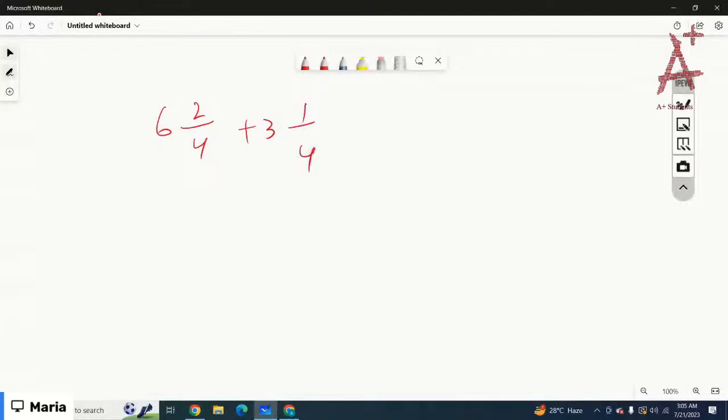You can see both the fractions have the same denominators. So same thing, just add the whole number part. Here you have 6 and here you have 3. So 6 plus 3, and then you have 2 over 4 plus 1 over 4. So 6 plus 3 is 9. Here both of the fractions have the same denominator. You simply have to add there.